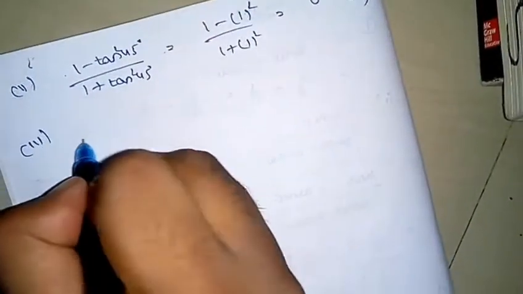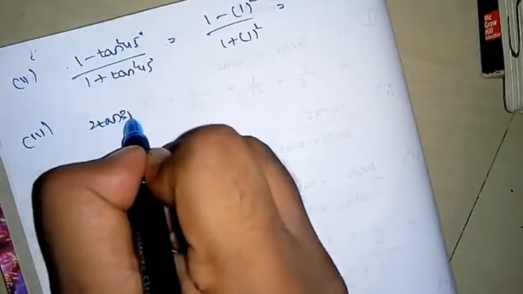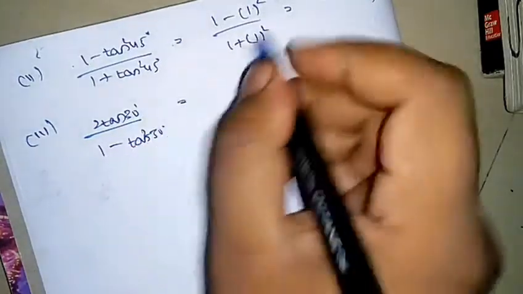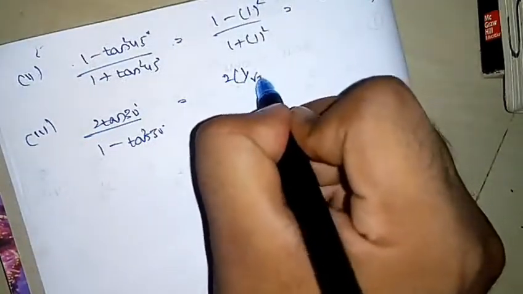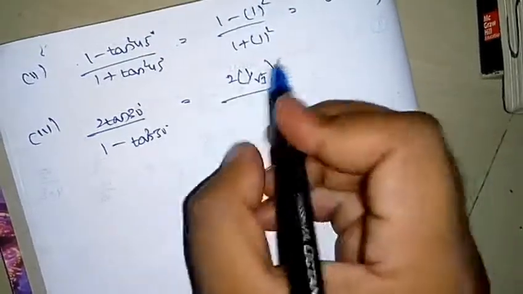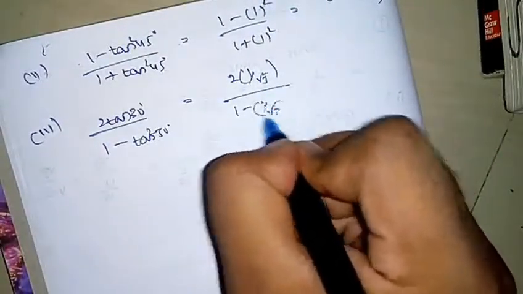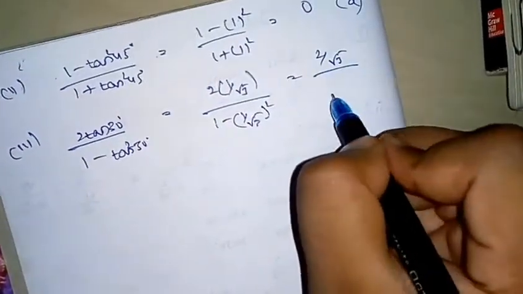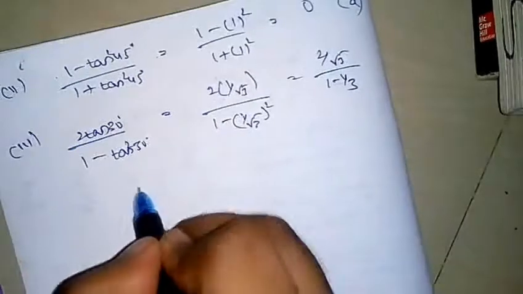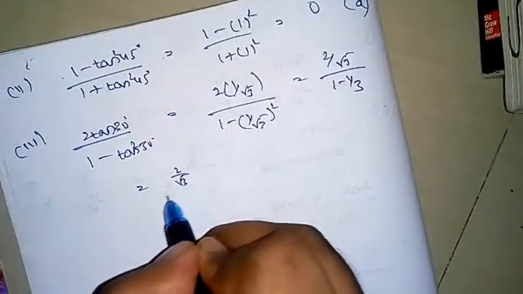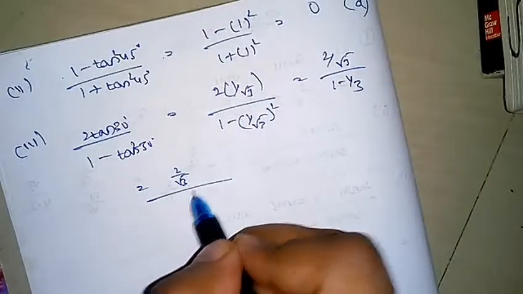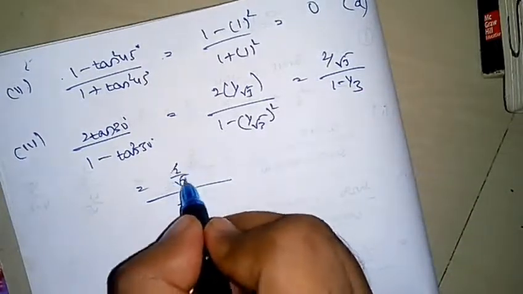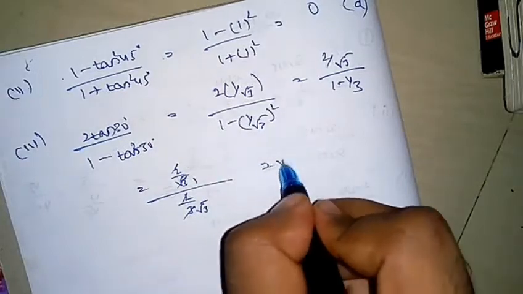Third bit: 2 tan 30 by 1 minus tan square 30 degrees. So 2 into tan 30 is 1 by root 3, by 1 minus 1 by root 3 whole square. This will be 2 by root 3 by 1 minus 1 by 3. This will be equal to 2 by root 3 by 3 minus 1 by 3, which is equal to 2 by 3. That gives me 2 by root 3 into 3 by 2, which is equal to root 3.